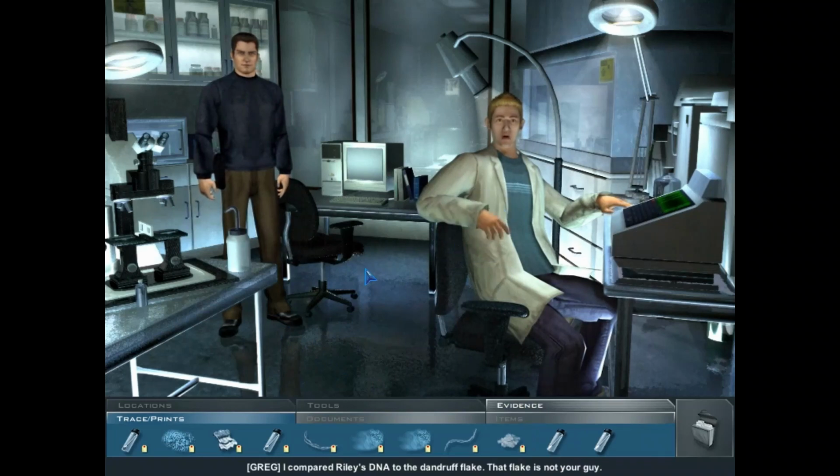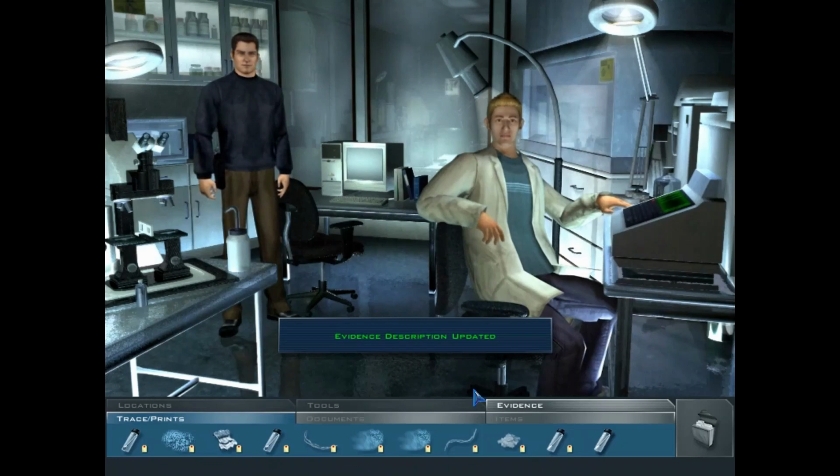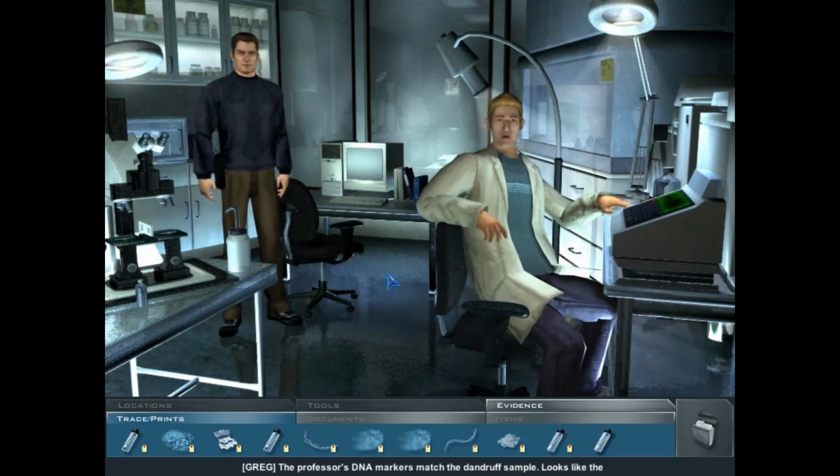I compared Riley's DNA to the dandruff flake. That flake is not your guy. The professor's DNA markers match the dandruff sample. Looks like the next class Franklin teaches is going to be high school equivalency to the other inmates.